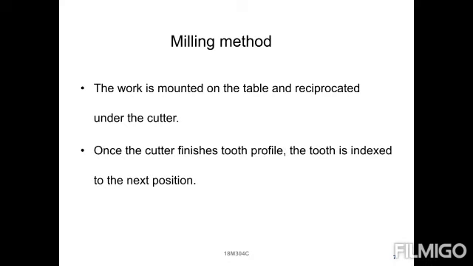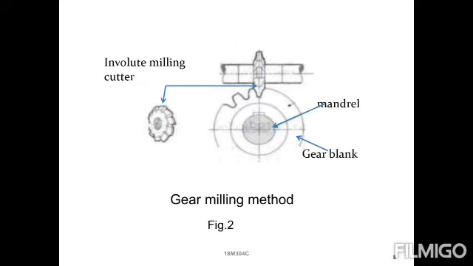The work is mounted on the table and reciprocates under the cutter. Once the cutter finishes the tooth profile, the work is indexed to the next position. Once the total number of teeth on the workpiece are cut, it goes on to index to the next position. That is the main thing.